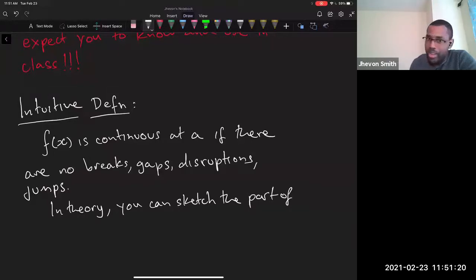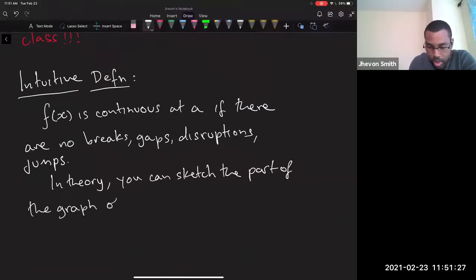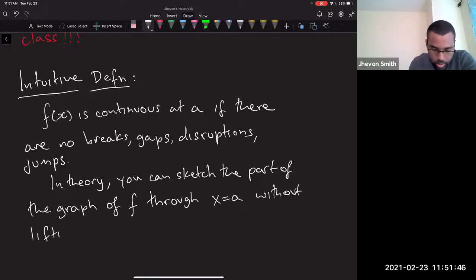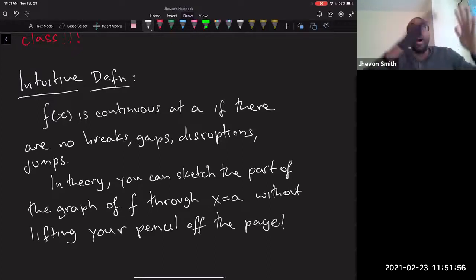In theory, the function can be very complicated and you can't even sketch it by hand, but you can sketch the part of the graph of F through X equals A without lifting your pencil off the page. Right? So that's what continuity means.